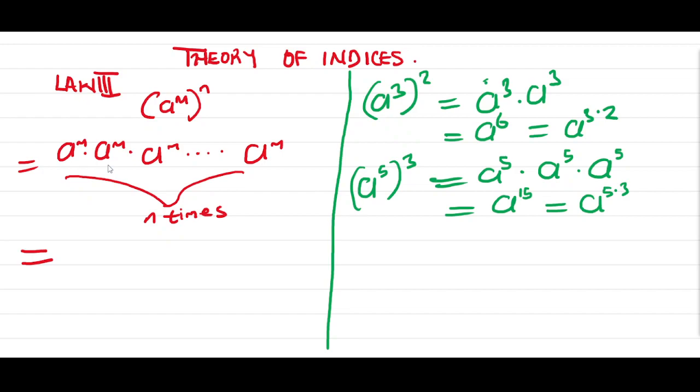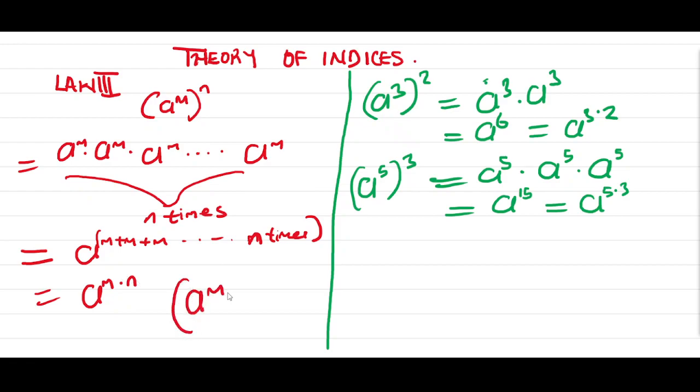Now this will equal a to the power where the m's will be added. How many m are here? There are n of them, because we have n of the m's. So this is equal to a to the power of m times n, because m added n times is m times n. So we have proved this law that a to the m, all to the power of n, is equal to a to the m times n.